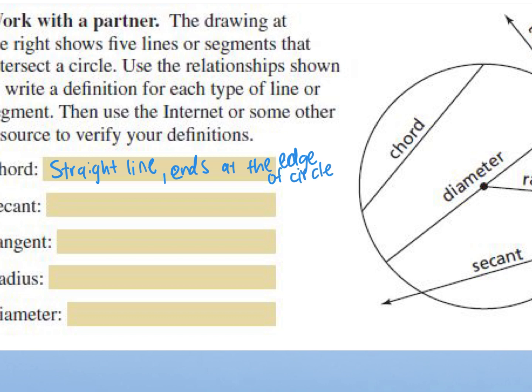What else can we say about the chord? It's placed on the top. It's kind of like on the top, right? It's not going through what? The diameter. The middle, okay? It's not going through the middle.